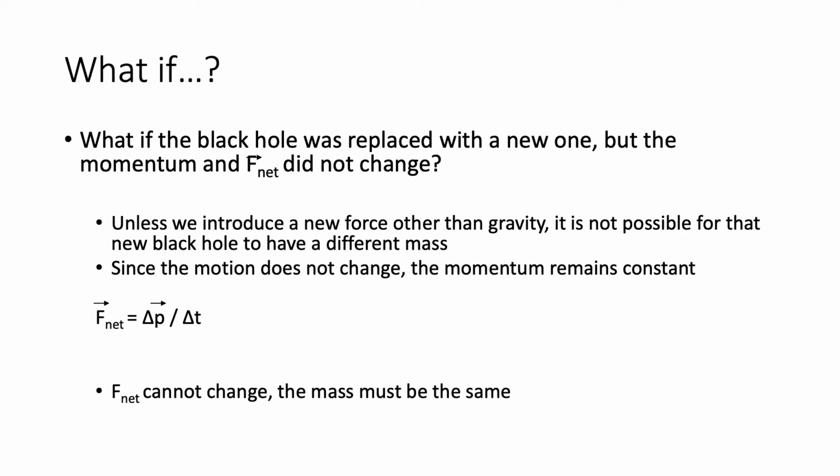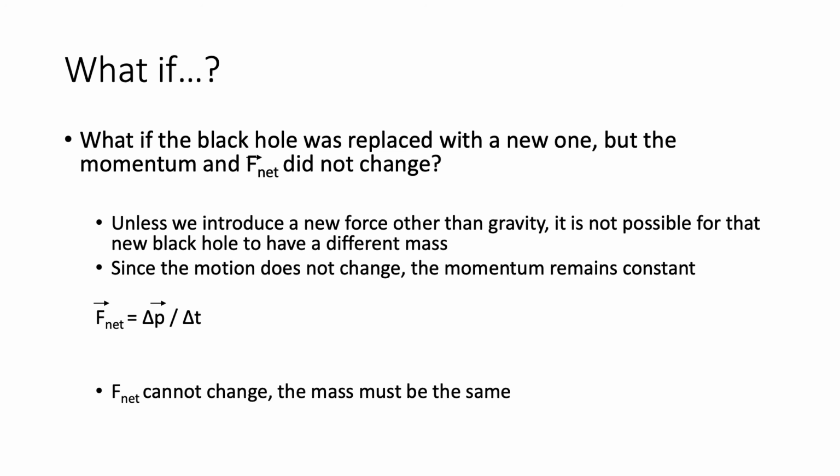So then we have one what if question. What if the black hole was replaced with a new one? However, the momentum or the motion of the star and the net force did not change. Unless we introduce a new force other than gravity, it is not possible for that new black hole to have a different mass. That's because the motion is going to remain uniform. So that means that our velocity is going to remain the same.